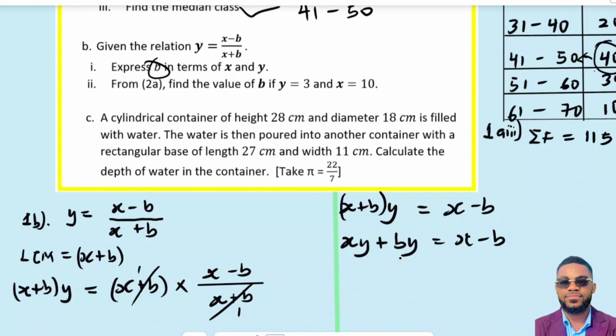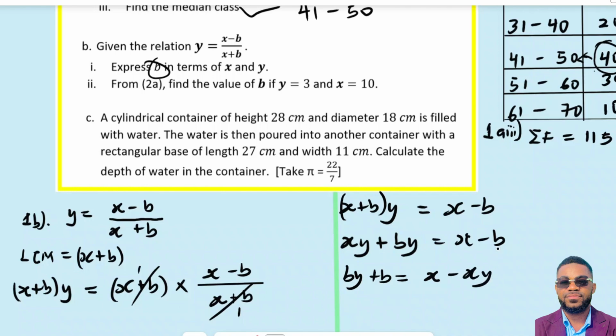So at this point, what do we do? We want to make b the subject. So we have to make sure that we group all the b's on one side, because we have one b here, another one here. So I just want to bring this b here, then I'll take xy to the side. So that's what I'm going to do here. So let's see. That will give me by plus b equal to x minus xy.